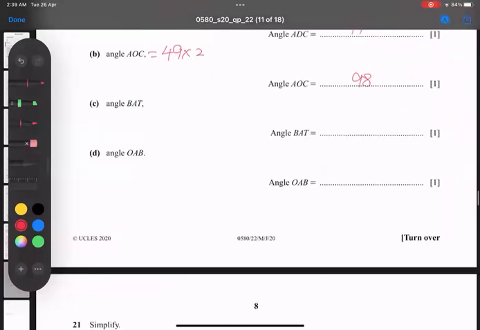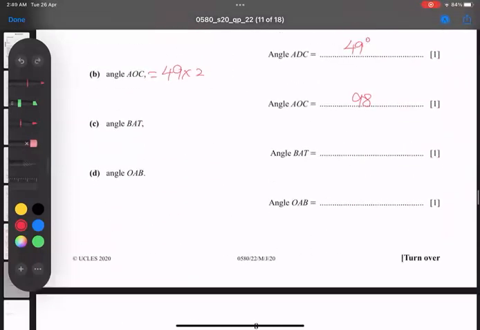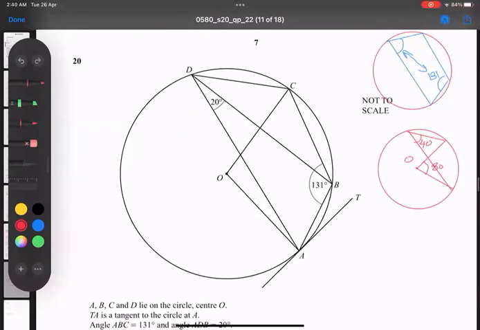Okay. What is the next part asking? BAT. So let's say BAT. Where is the BAT? B is here, A is here, T is here. So this angle at B he is asking for. If you look carefully, with this angle we have one triangle. Please look here. One triangle we can see.